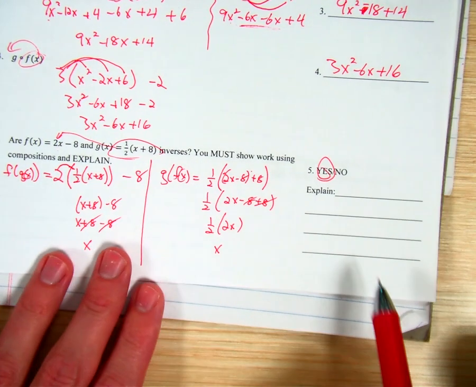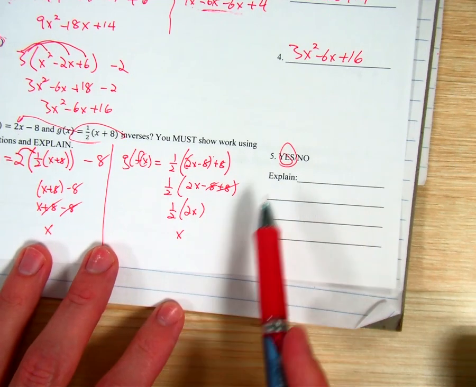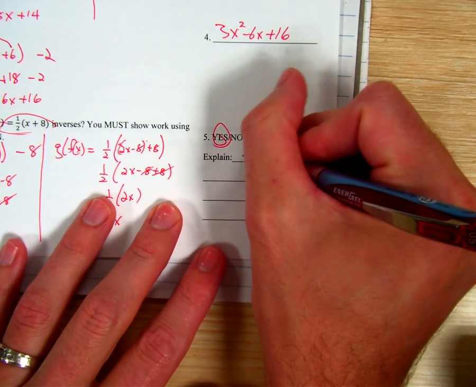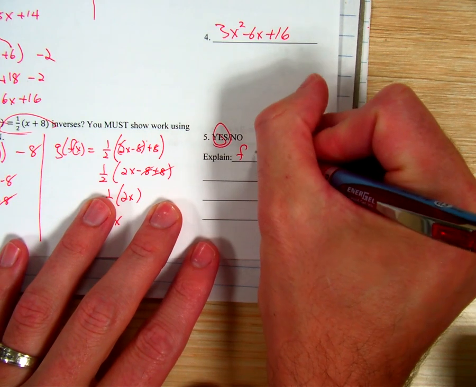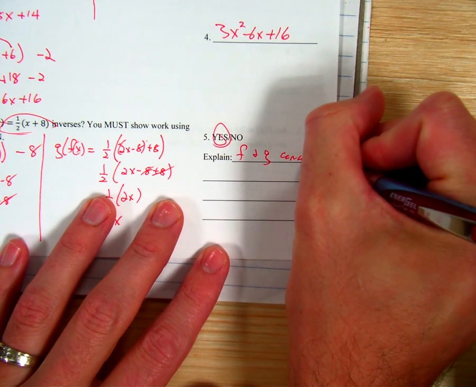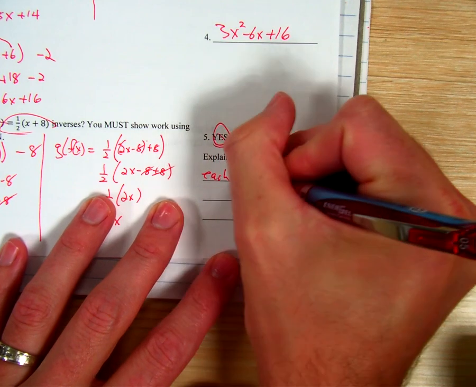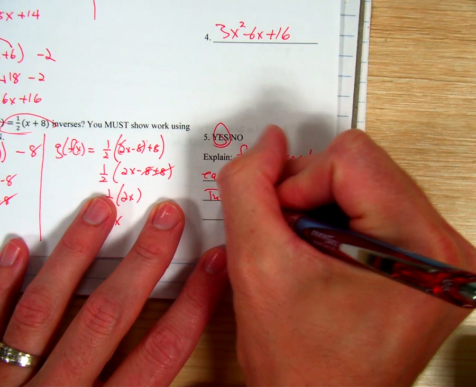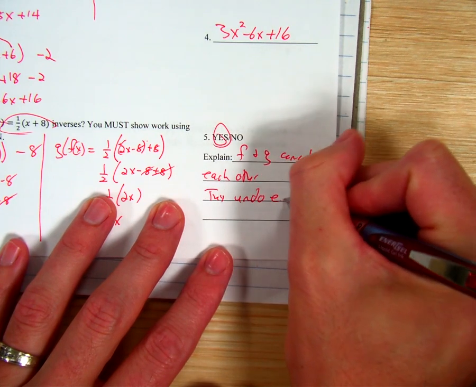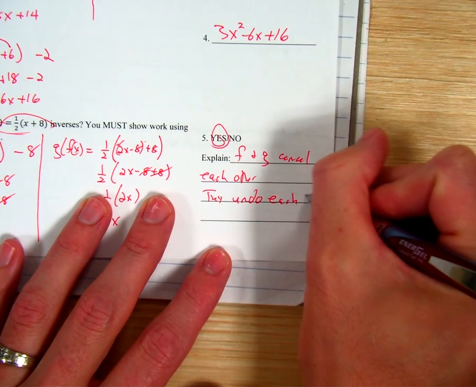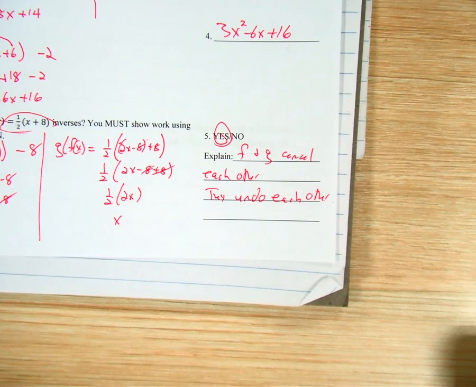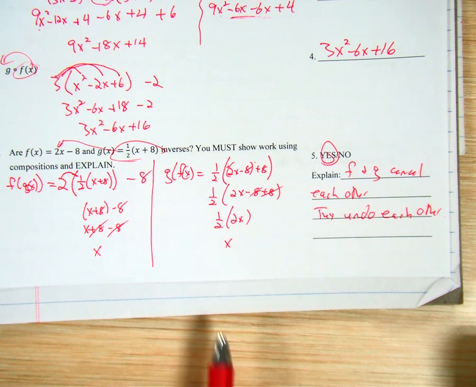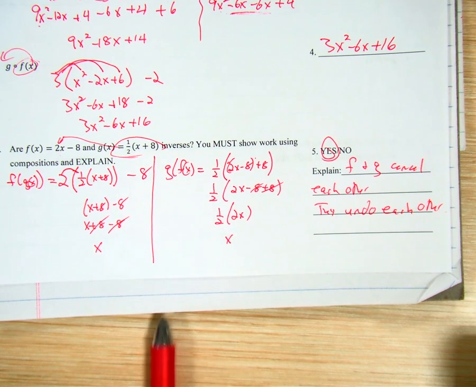Now this is the big explanation. Why? Because they cancel each other out or undo each other. Or you could say something about how they undo each other. Okay, and that's what we're doing with this, and that's why it ends up back at x. They cancel each other out and end up undoing each other.